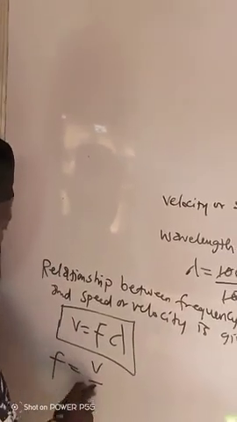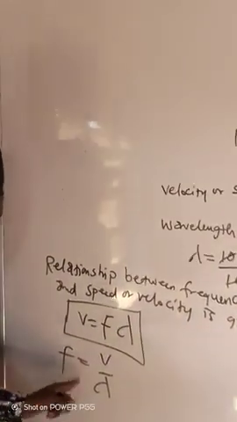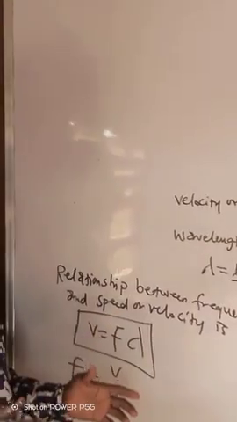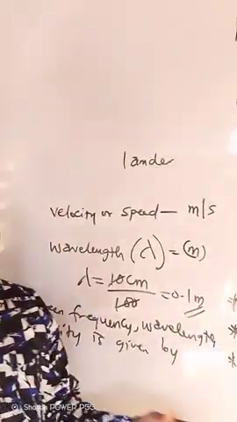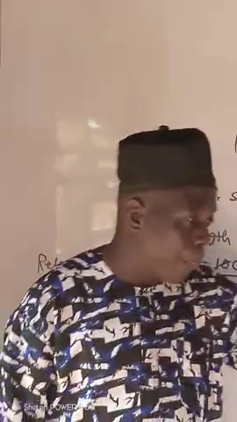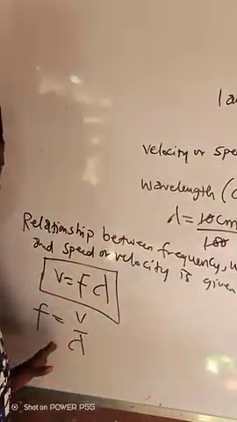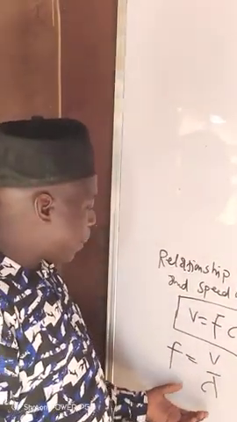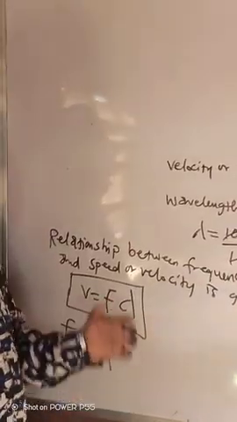Velocity over what? Over wavelength. Note down this formula. Then know that it depends on the nature of the parameters we are given. If the question asks us to calculate the frequency and we are given the period, we are going to apply 1 over what? 1 over period. If the question asks us to calculate the frequency and we are given lambda, we are going to apply this formula: frequency is equal to velocity over lambda.